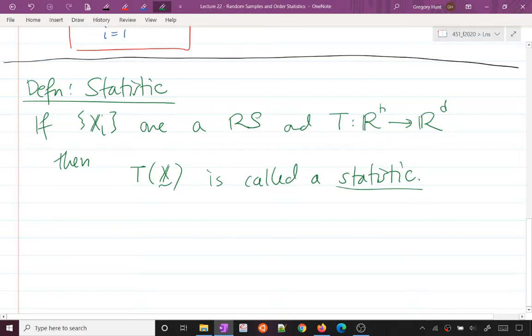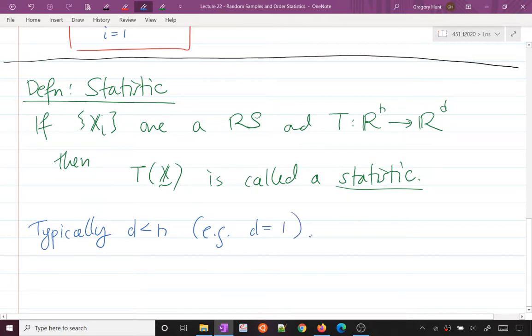It's a little bit unsatisfying. Statistic has a very broad meaning. It's not a very convoluted, complicated definition. A statistic is just a function of a random sample. So typically, we could say d is less than n, for example, often d is equal to 1.